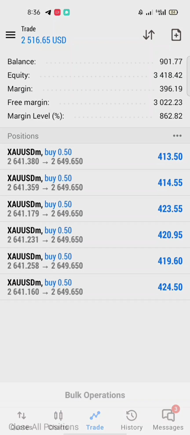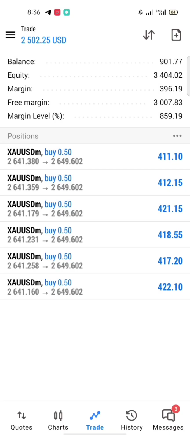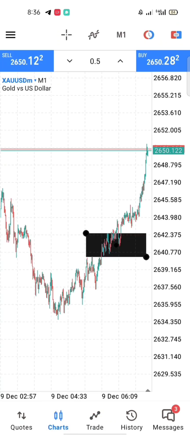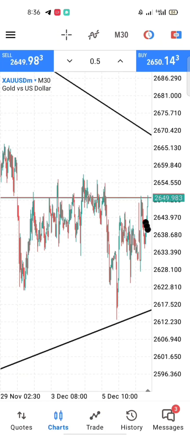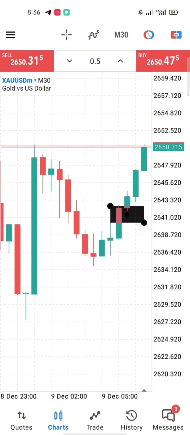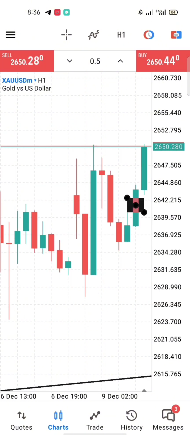And I'm closing out trade in profit, closing up positions. At this very point, we're currently up $3,471.82. So the trade currently from this very zone, we entered the trade from there, and the trade bought massively to that very entry level.